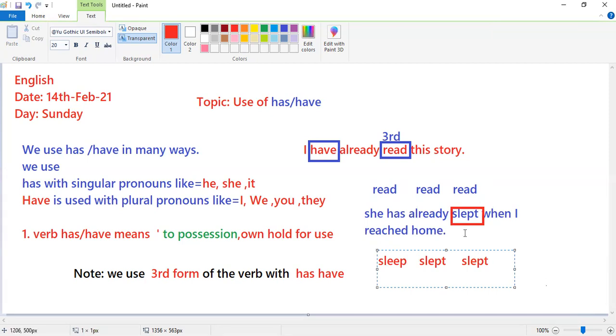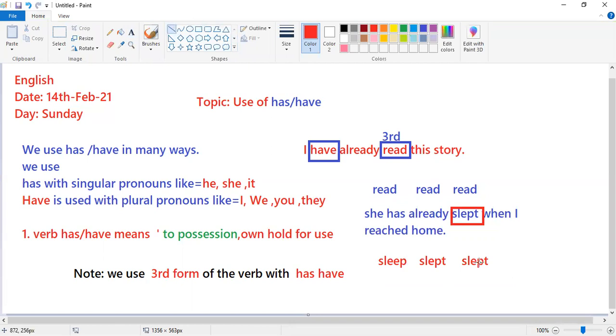So how do you know whether it is the second form or the third form of the verb? Look at this one. The second form is also slept and the third form is also slept. How do we know that this slept is second form or third form? Because we have has here. Because of has, we understand that this is the third form of the verb. This is how you understand in a grammatical way that we always use the third form of the verb when we are using has or have.